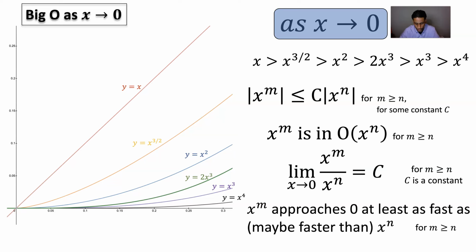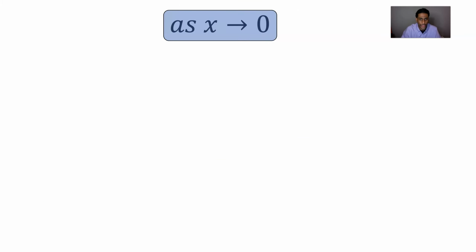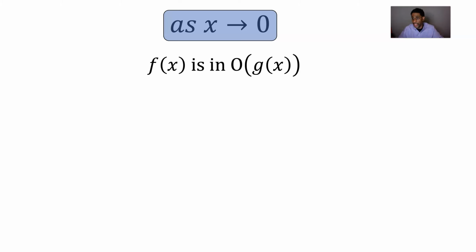So when that's the case, we'll have the fact that x to the 4 is big O of x cubed. X to the 2 is big O of x as x goes to 0. All right, great. So let's just get rid of the x to the n's and just talk about in general. For f of x to be in big O of g of x, we need that inequality to be true for some finite constant c.